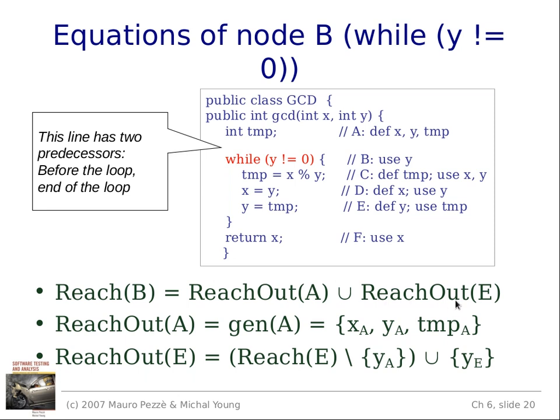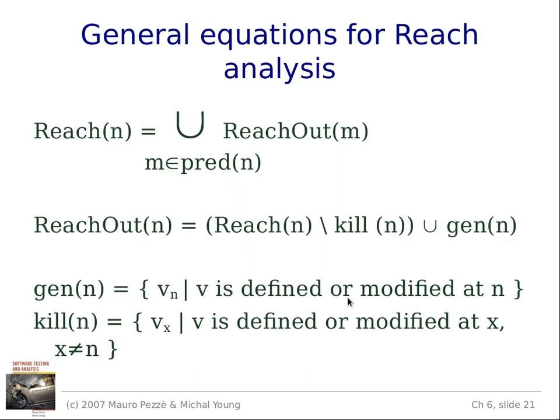Now this is a union, so it's going to involve all of those, namely y sub A, x sub A, temp sub A, and y sub E as well, because we are unioning the reach out of A and the reach out of E right here. So, general equations, hopefully you've seen a pattern. The reach is really just the union of the reach out of any predecessor.